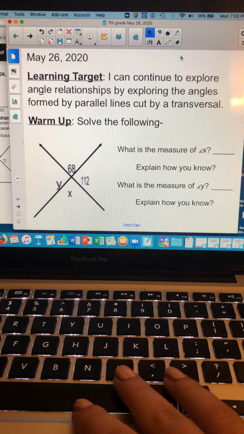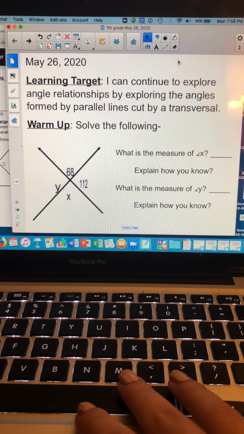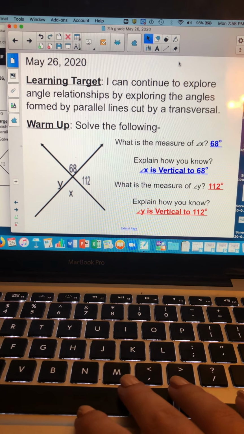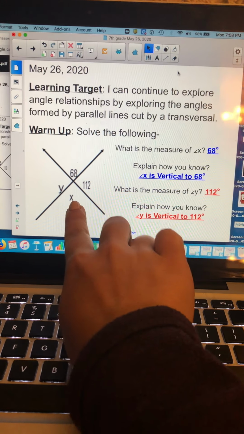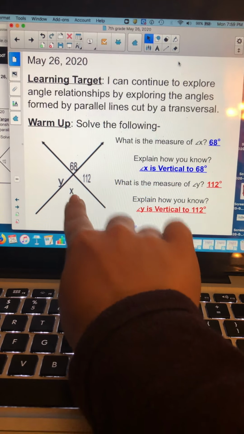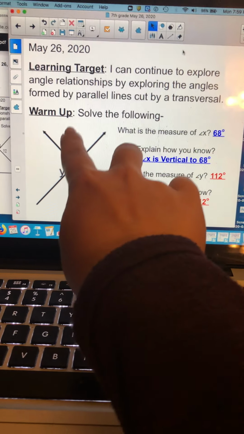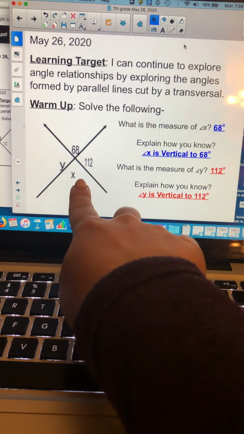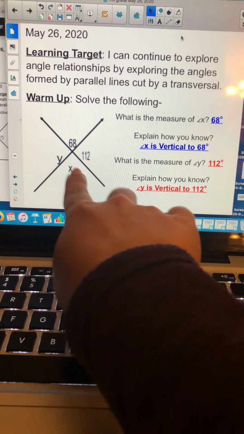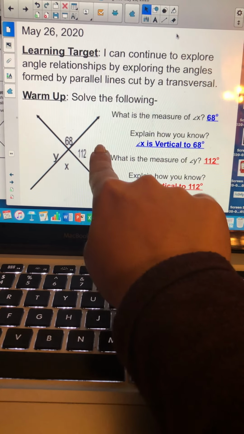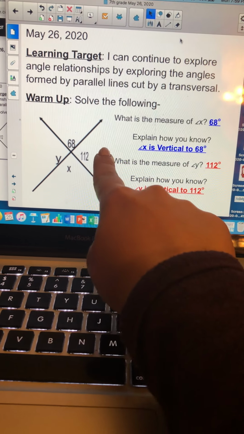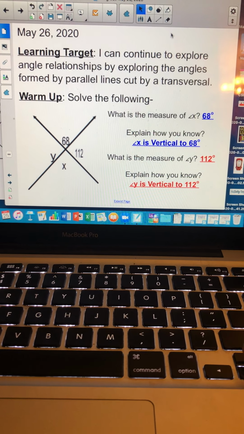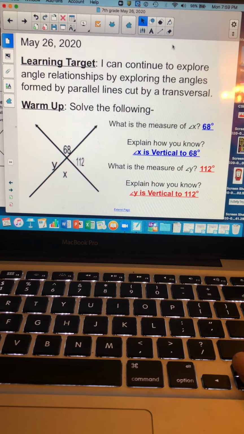The warm-up says, what is the measure of angle X? Explain how you know. What is the measure of angle Y? Explain how you know. At this point, you guys should know that angle X would be equal to 68 because it is vertical to the angle that measures 68. Vertical is always when they're opposite each other. They don't share a common side, they're opposite. And Y would be equal to 112 because Y is vertical to the angle that measures 112. We reviewed that last week, so that should be pretty familiar to you guys.